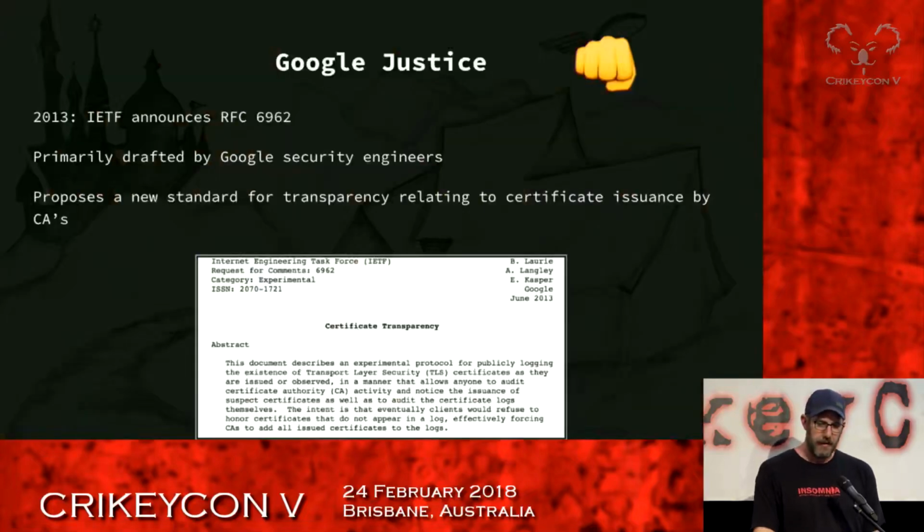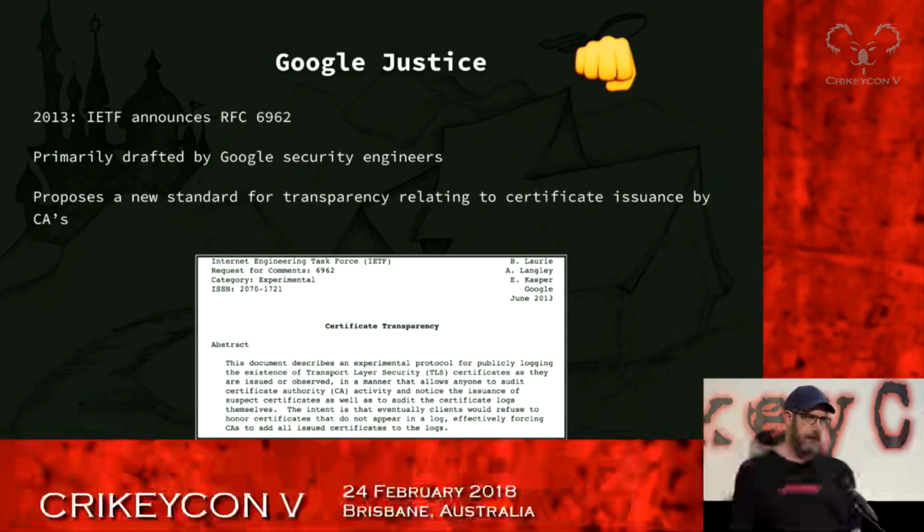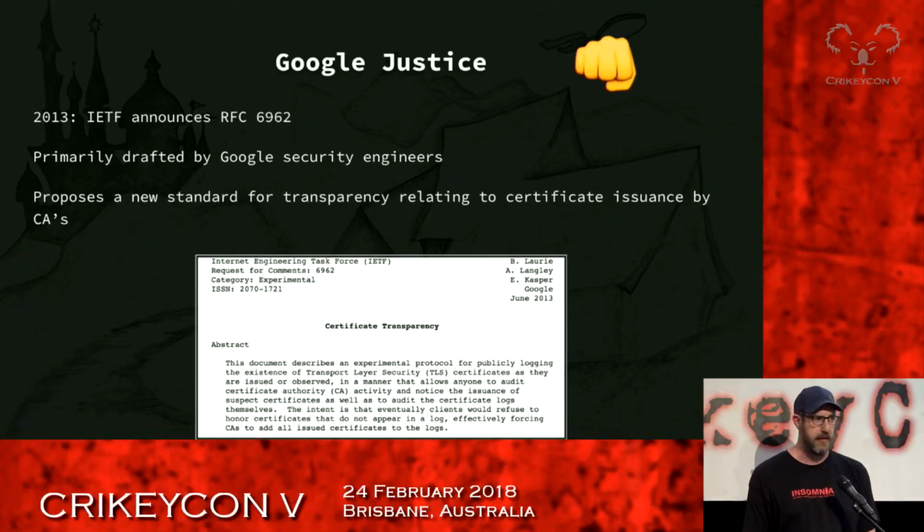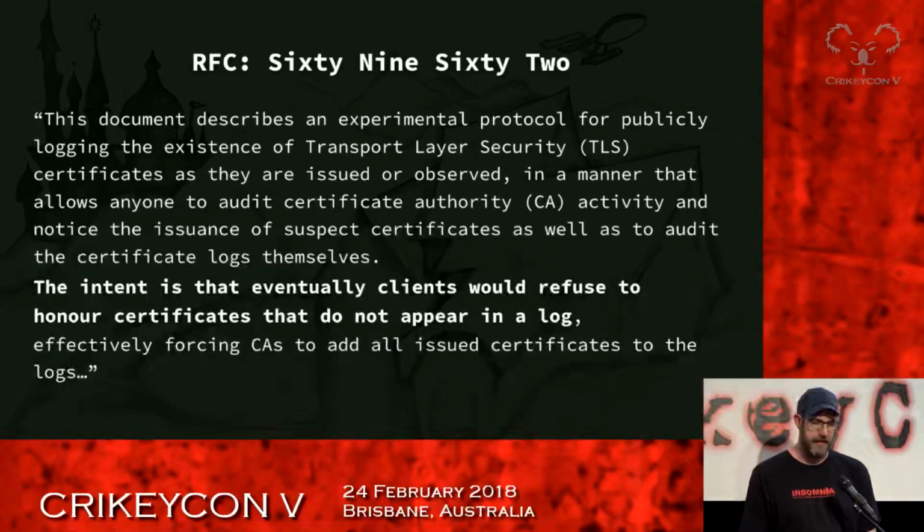So Google got pretty grumpy about this, and in 2013 proposed a new RFC. It was 6962, the idea of certificate transparency. And in a nutshell, it basically says we want a way to be able to have a public auditable log of any certificate that's being signed and issued out of a certificate authority. The interesting point here is actually highlighted in bold, which people are only just sort of catching on to now.